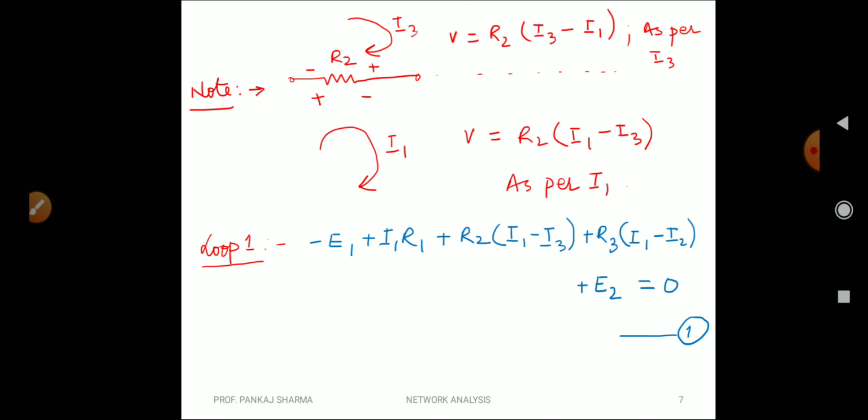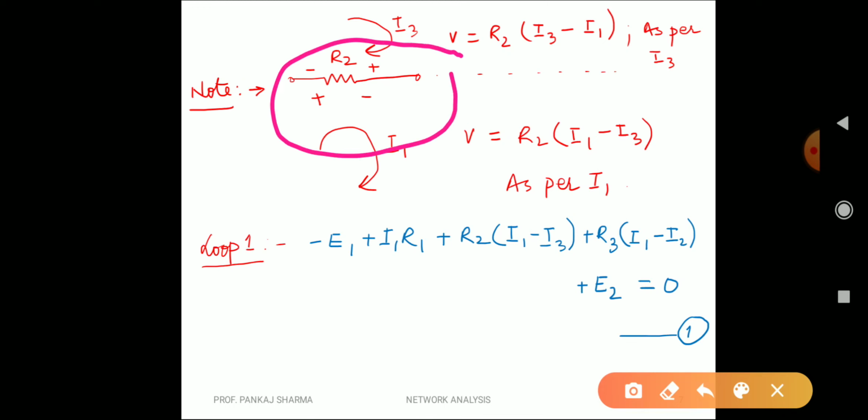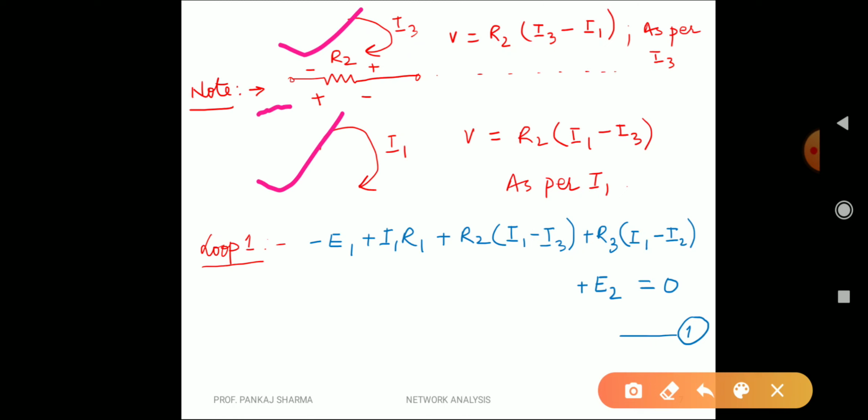Now see this, I have taken out the resistance R2 separately, just to make you understand the nature of current. The upper portion of R2 is facing current I3 and the direction is like this. See this. And the lower portion of R2 is having current I1 and the direction is like this. As per the direction of I1, the sign convention is like this. As per the direction of I3, the sign convention is like this.